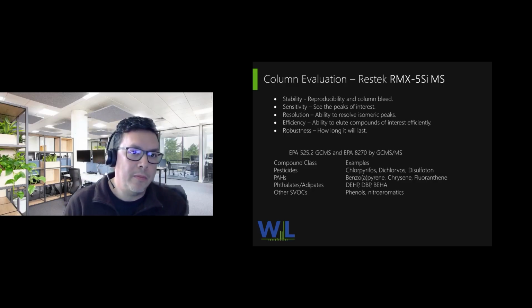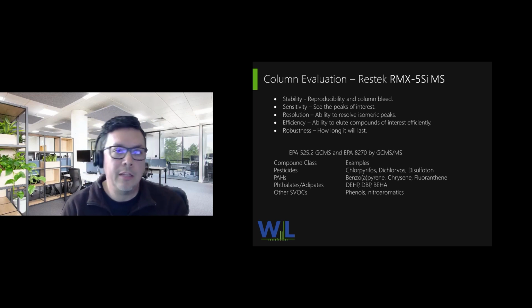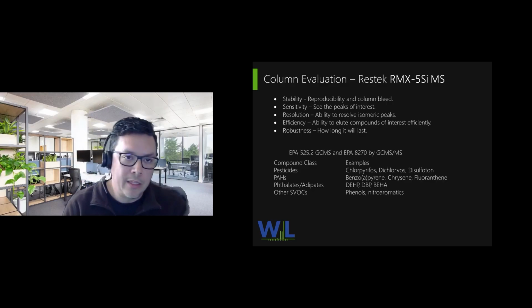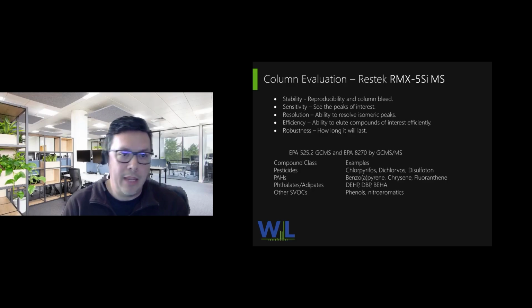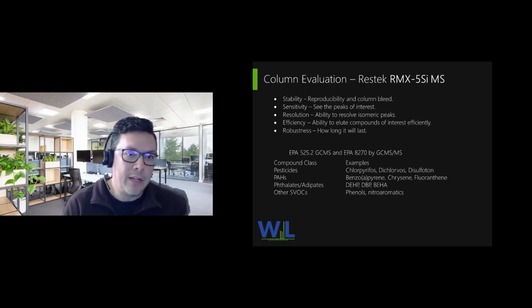I tested this column on a couple of methods. On 525 by GC-MS, which is a drinking water method, and 8270 by GC-MS/MS, which is a triple quad method. These two methods have overlapping analytes and run through different, similar compound classes, from pesticides to PAHs to phthalates. So it's a little bit of everything, which is a good test for this column, because there are a lot of different types of compounds.